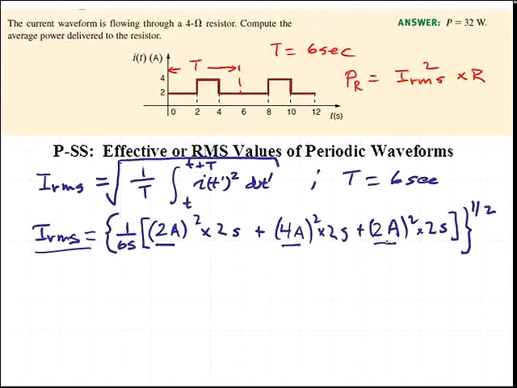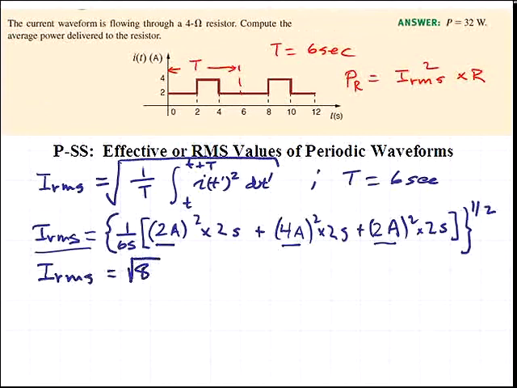We then divide that sum by the 6-second period of the waveform and take the square root to obtain the root mean square value. That root mean square value for this waveform, I RMS, is equal to the square root of 8 amperes RMS.